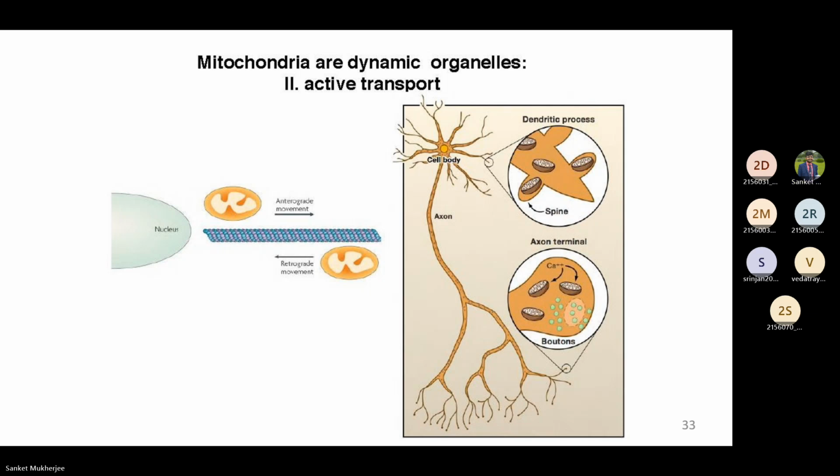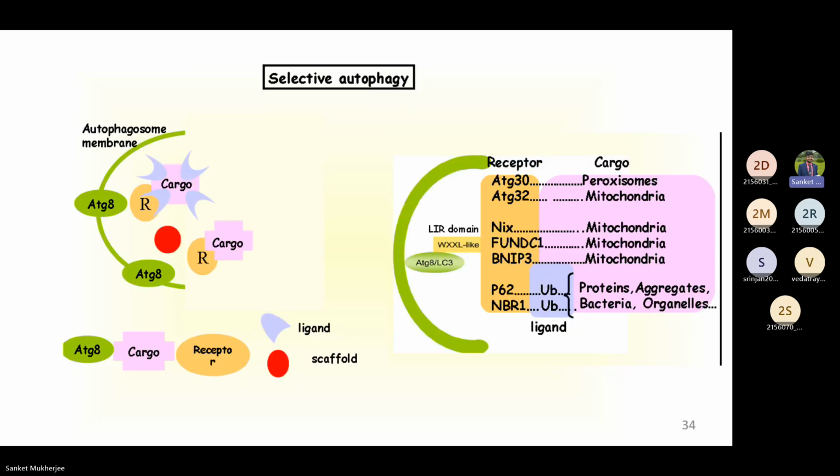Now, the question is how are mitochondria degraded. So there is a specific process called mitophagy for this. Mitophagy is a selective autophagy for mitochondria. So the receptors like ATG32 are involved here, also NIX, FUNDC1, BNIP3. These receptors are important. If these receptors are present, that means mitochondria will be degraded.